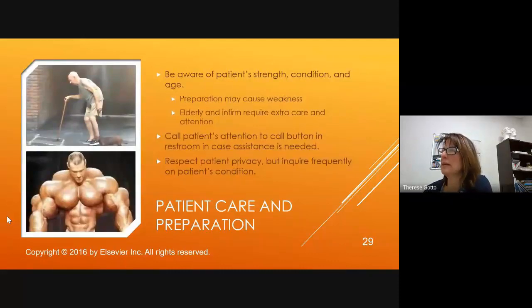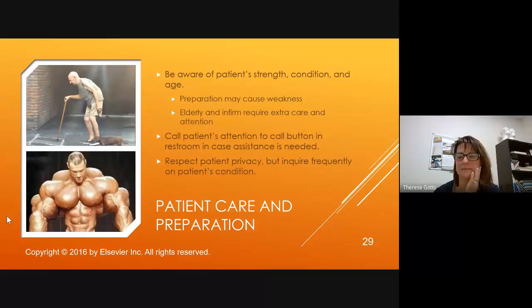Be aware of your patient's condition, their strength, and their age before your procedure. They might not be able to roll over really quickly. You might have to give them extra help. You need to be aware of all of that.